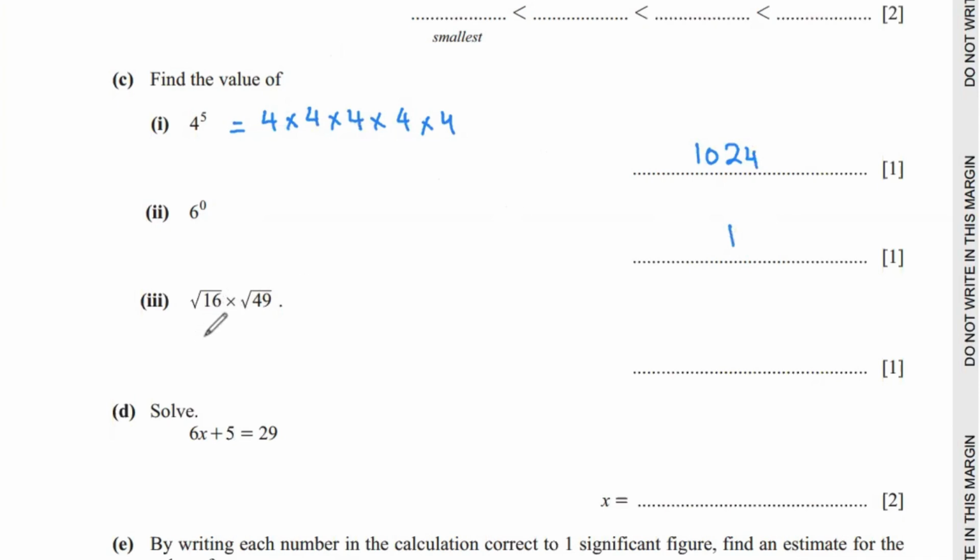16 is a square number. 4 times 4 is 16. So square root of 16 is 4. And since 49 is also a square number, 7 squared is 49. So square root of 49 is 7. So this gives us 28.